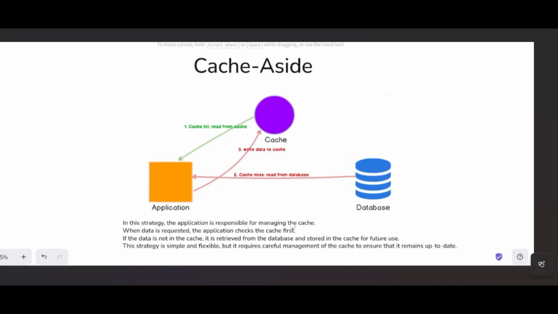Today we are going to understand the cache-aside policy. This is the third policy and it is very important. So first we shall understand the read policy: in the cache, how is a read going to happen?